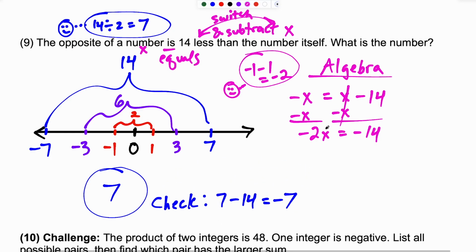So now to get rid of times negative 2, because this is negative 2 times x is negative 14, we just divide both sides by negative 2. And then x equals positive 7.